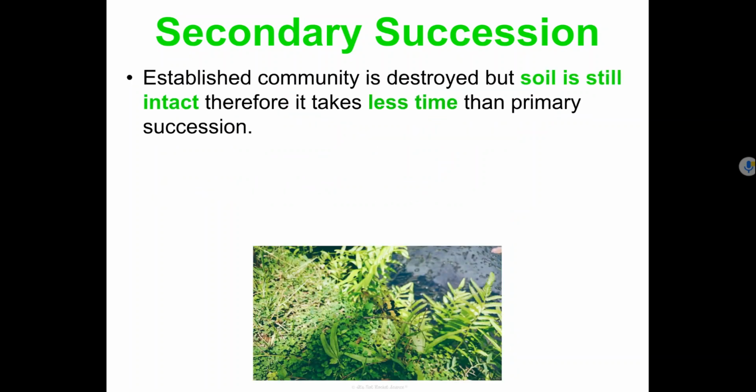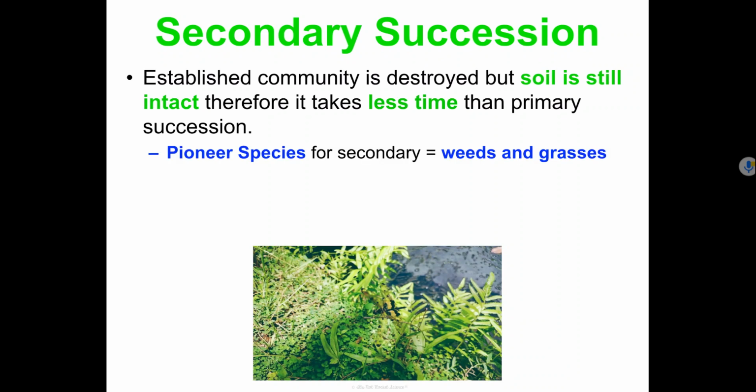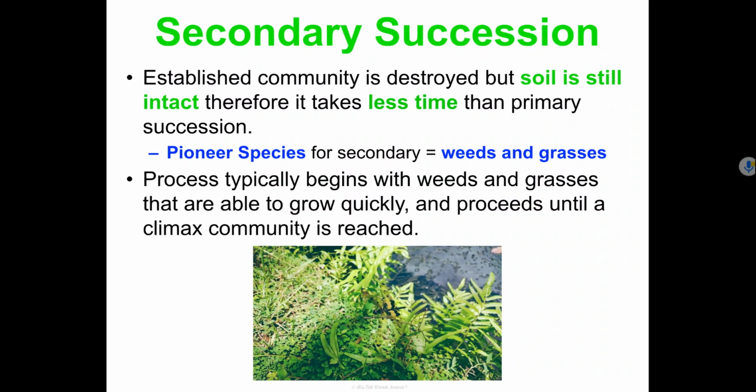Even though the established community is destroyed in the event of such a disturbance, the soil is still intact. That's a major difference between primary and secondary succession. And because the soil is still intact, it takes less time for secondary succession to occur compared to the time it takes for primary succession to occur. The pioneer species for secondary succession are weeds and grasses. Those weeds and grasses are able to grow quickly, and the process continues much like primary succession until the climax community is reached.